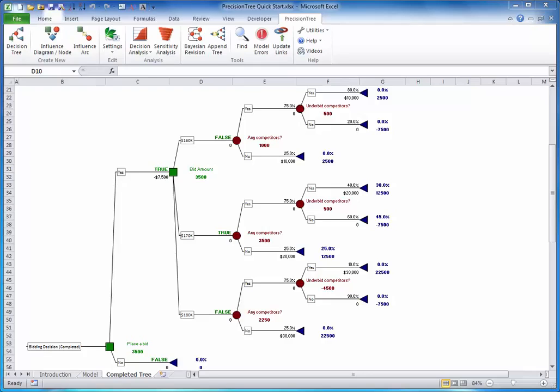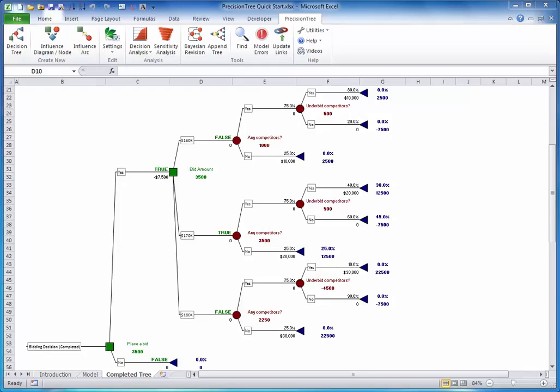Number 3. Uncertain outcomes occur at chance nodes, represented by circles. The branches that emanate from any chance node represent all outcomes that could occur at that point in time, and their probabilities must sum to 1.